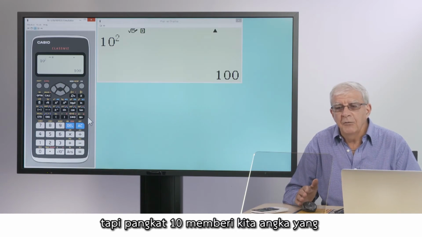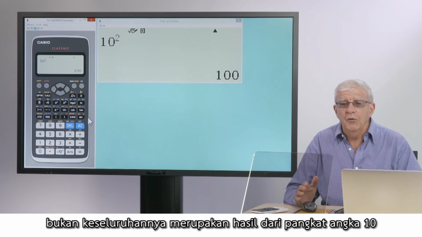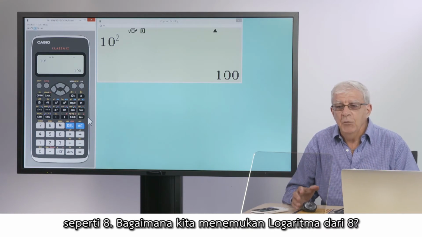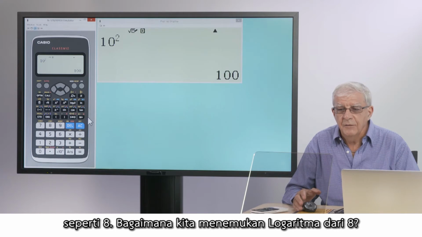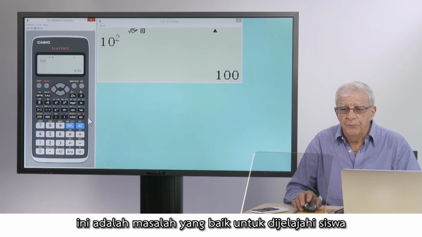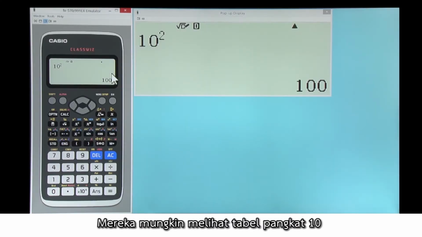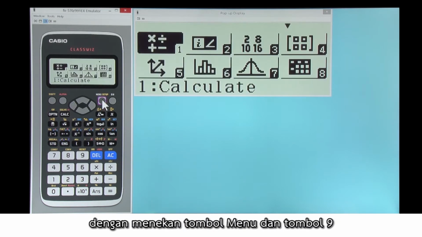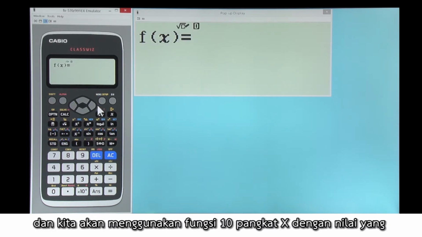But what power of 10 gives us a number that is not a whole number power of 10, such as 8? How do we find the logarithm of 8? This is a good problem for students to explore. They might look at a table of powers of 10 to see if an 8 appears. So turn the calculator to table mode with Menu and number 9, and we'll use the function 10 to the power x.